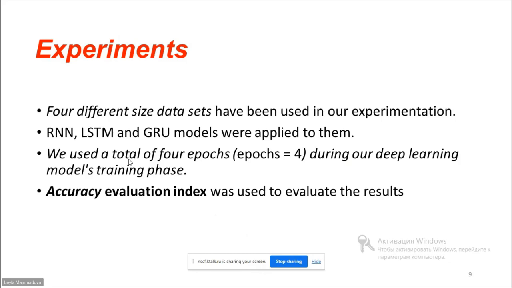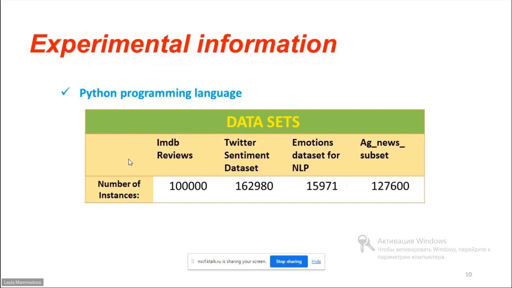In my experimentation, I used 4 different size datasets. RNN, LSTM, and GRU models were applied to them, and we used a total of 4 epochs during our deep learning models training phase. Accuracy evaluation index was used to evaluate the results. For evaluating our results, I use the Python programming language, and here I show the size of our datasets, which I used in my experimentation.